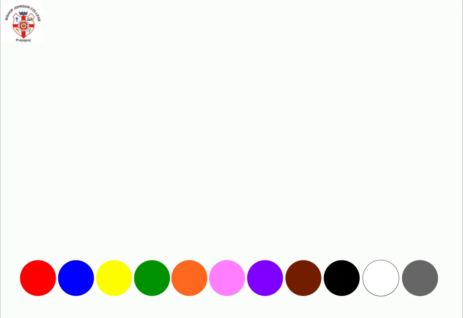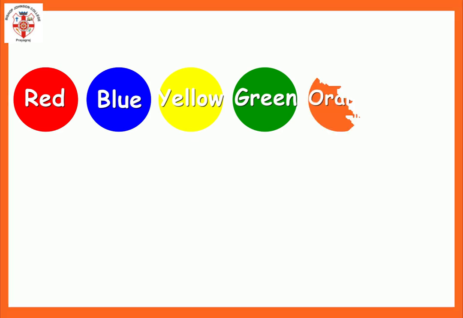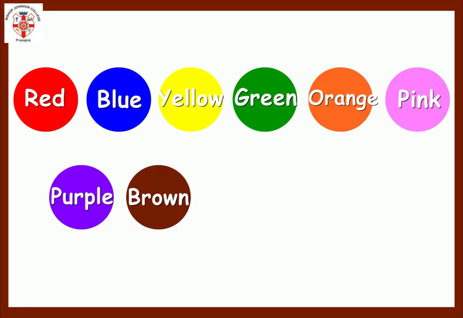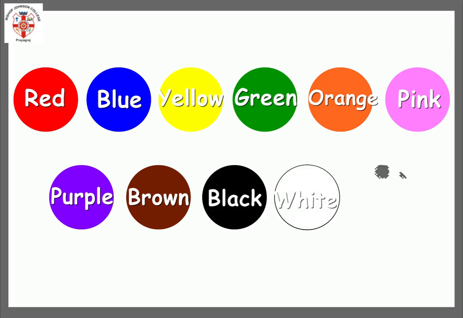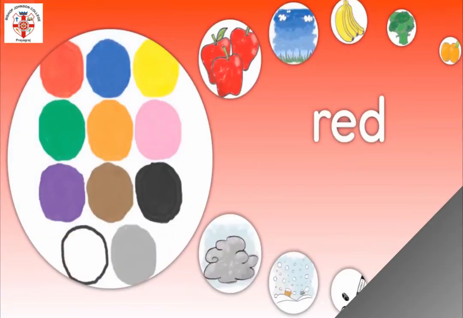Nice. Let's say it all together this time. Here we go. Red, blue, yellow, green, orange, pink, purple, brown, black, white, gray. Good job. Now let's see and learn about some examples of colors.